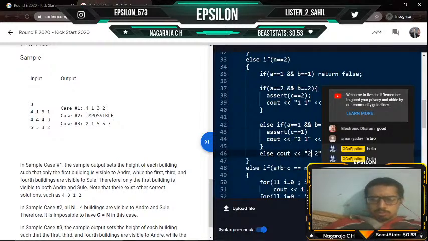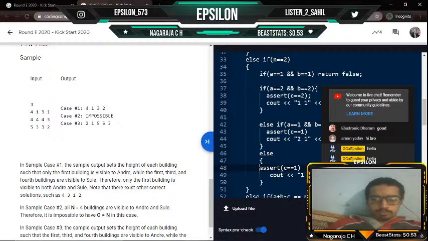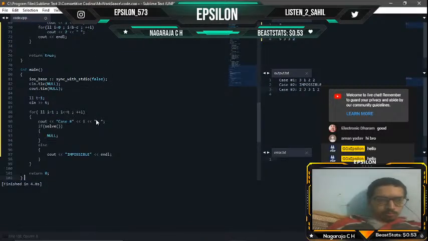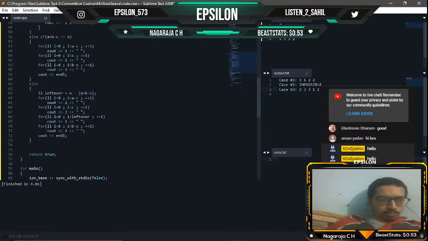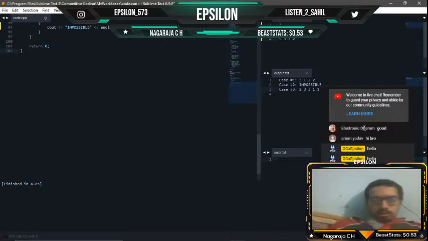Why I'm putting 2 here, it should be 1. So here A can see 2 buildings, B can see 1 building. So C here should also be. And also so. C is equal. I need to copy my input output.